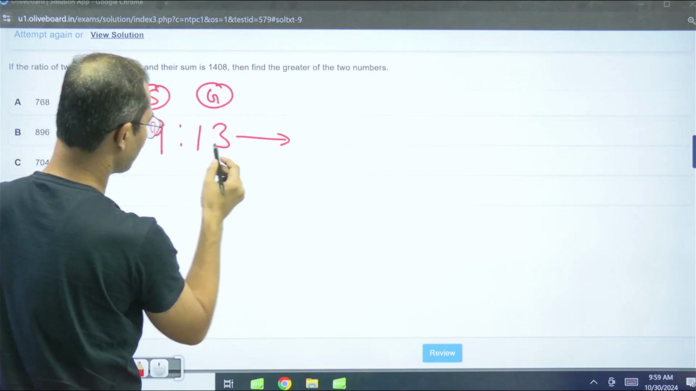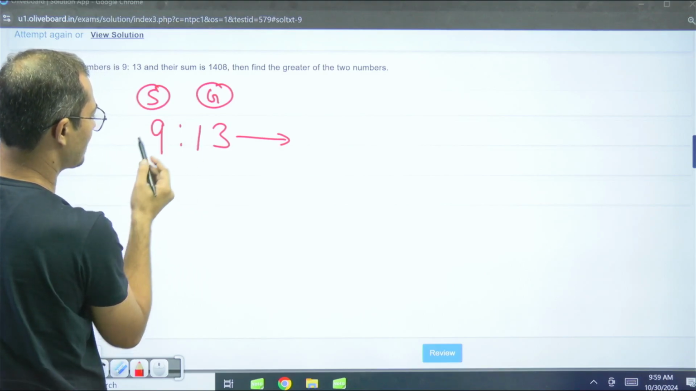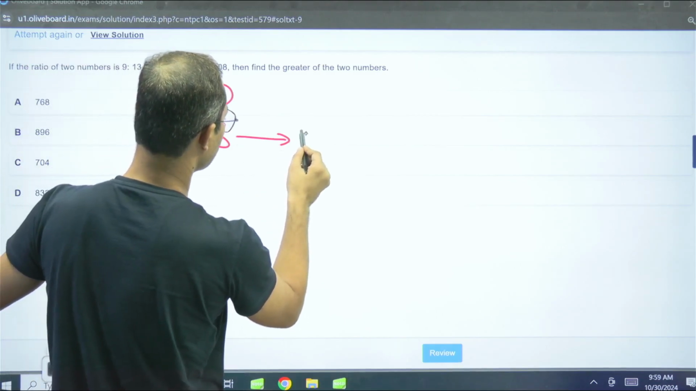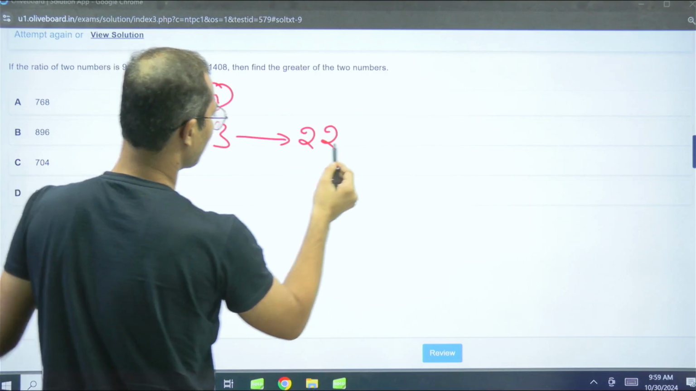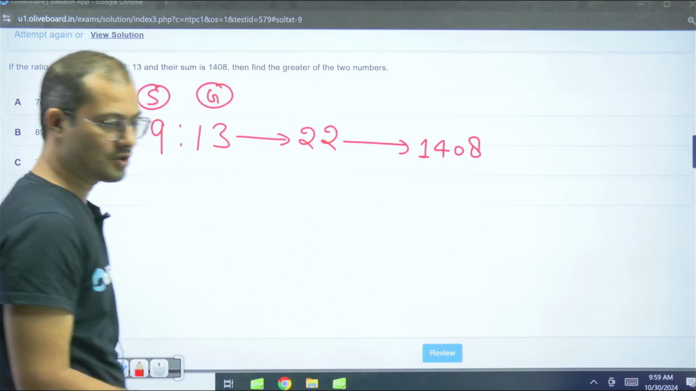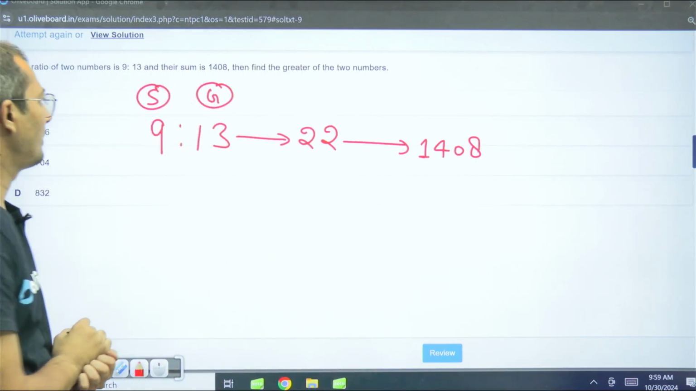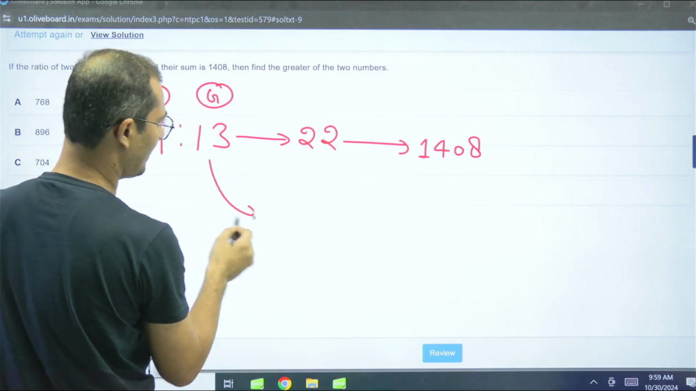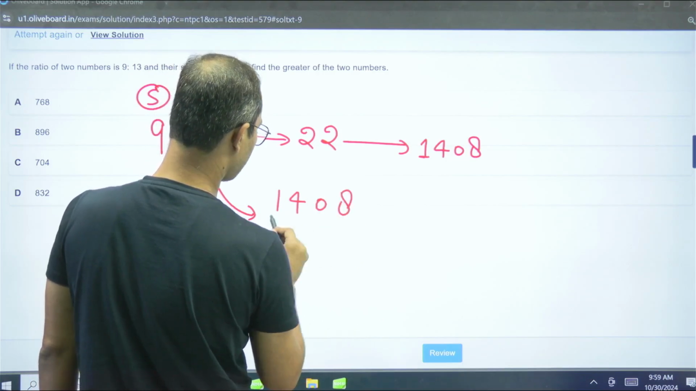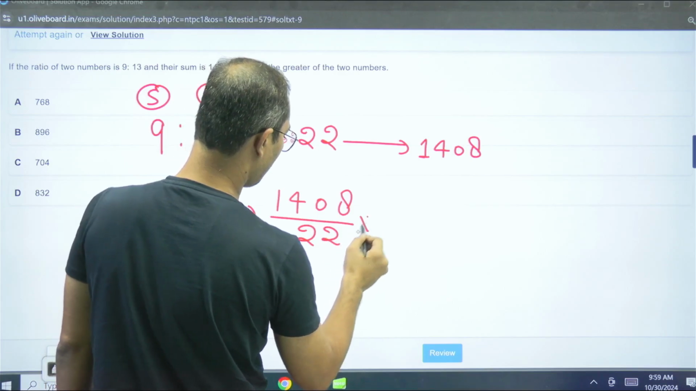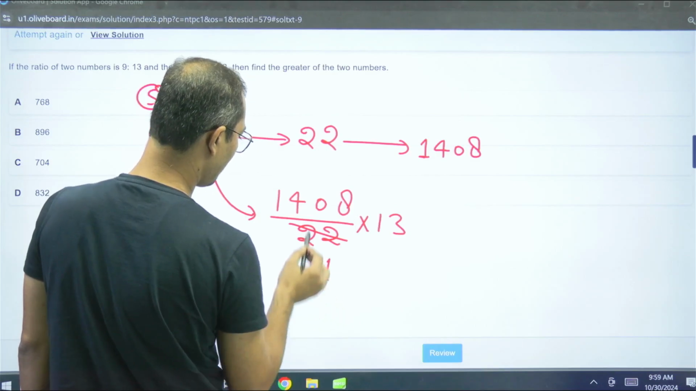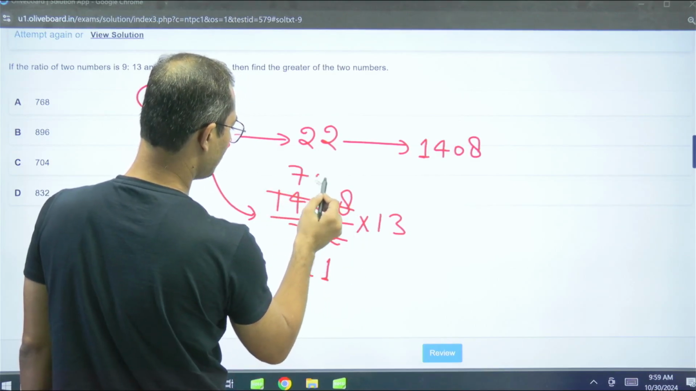And the sum of both numbers in units is equal to how much? 9 plus 13. So 9 and 13 is equal to how much? So this is equal to 22, right? So we can say that 22 is equal to 1408, right? Now we have to calculate the value of 13. So we can say that 1 unit is equal to 1408 divided by 22 multiplied by 13, right? So by 2 this is 11 times, right? And by 2 this is 704, right?